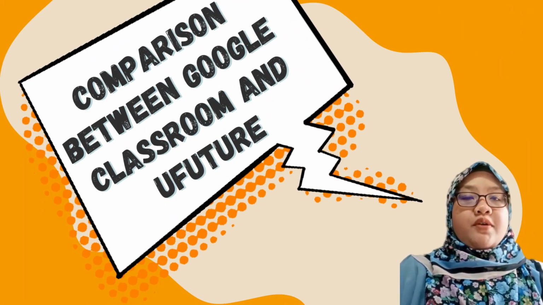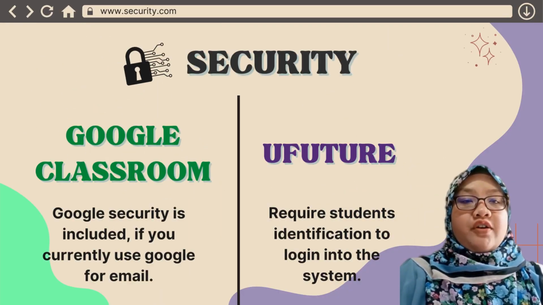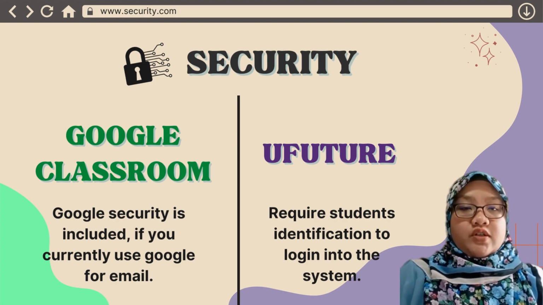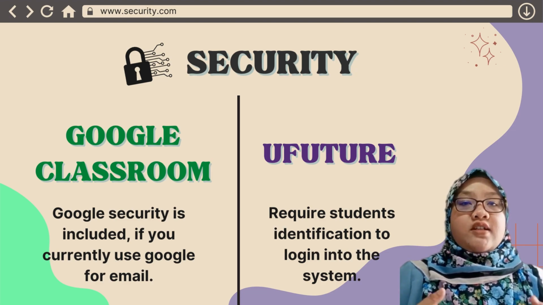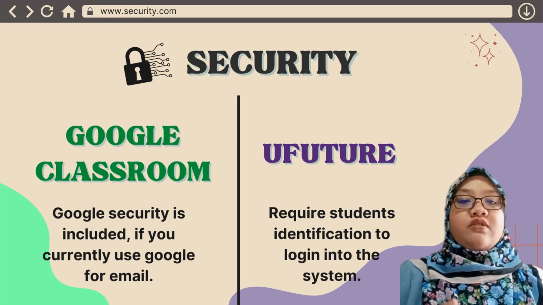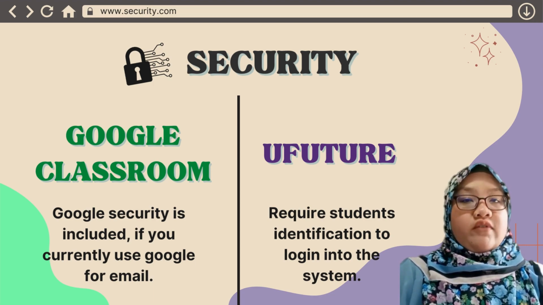Now we move to the comparison of Google Classroom and Ufuture. The first criterion of evaluation is security. For Google Classroom, Google security is included. If you currently use Google for email and Word documents, it will not be difficult to delegate some classroom courses to access its platform. Google addresses the same security and encryption requirements. Strangers cannot access the dashboard, assignments, or records.